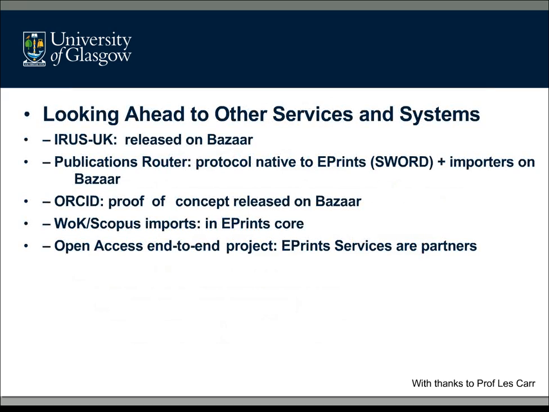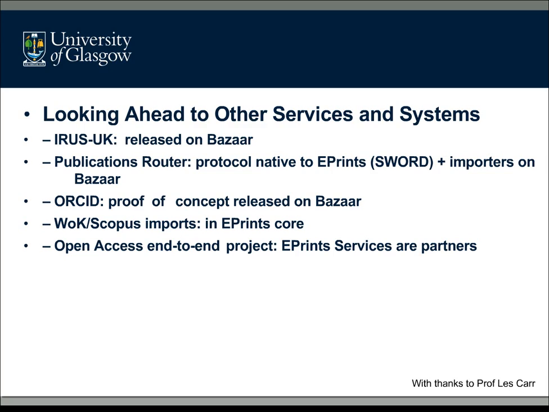Looking ahead as well, with thanks to Les, certainly within the UK, we have a service called IRIS, which does institutional repository statistics and does a lot of normalization for all of our repositories. We're looking at ways in which we can route publications from and import publications into our repositories from a central point. ORCID has become a very important element as we move forward for researcher identification. Work's been ongoing to make it more straightforward to import Web of Knowledge and Scopus records.